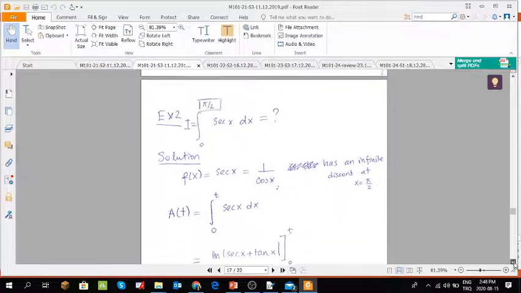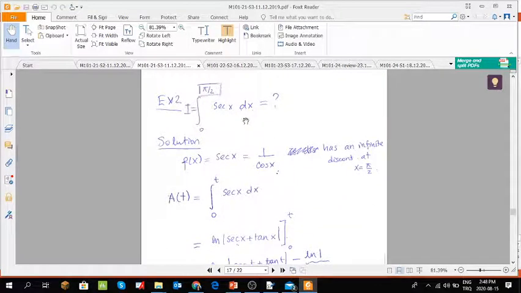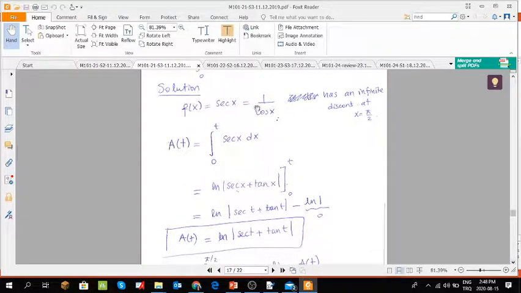There's another example. Secant x, which is the same as 1 over cosine. We have a problem at pi over 2. We form our a of t, the integral from 0 to t of secant x dx. Secant x has antiderivative natural log of secant x plus tangent x, from 0 to t.